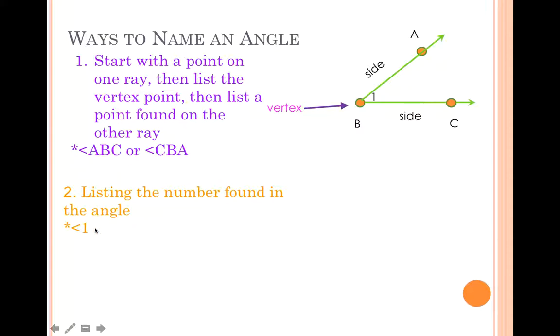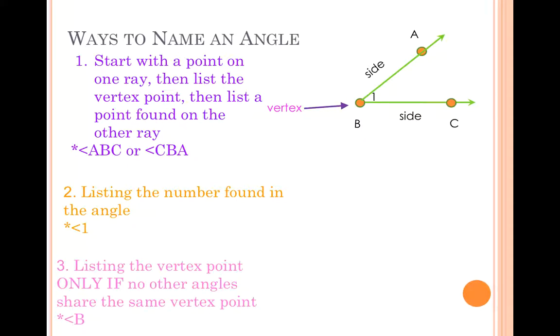Now there's a third way I can name this angle as well. I can also call it by its vertex point, but only if no other angles share a common vertex point. So if there's an angle all by itself and no other angles start at the vertex, then you can name it by its vertex point. So this is also angle B. This angle has lots of different ways to name it, which is pretty cool.